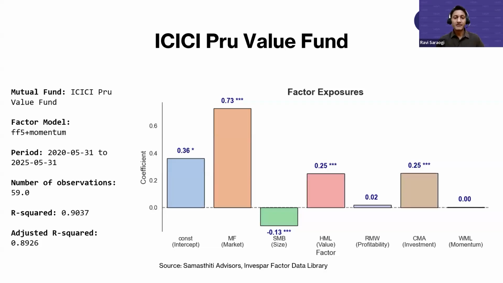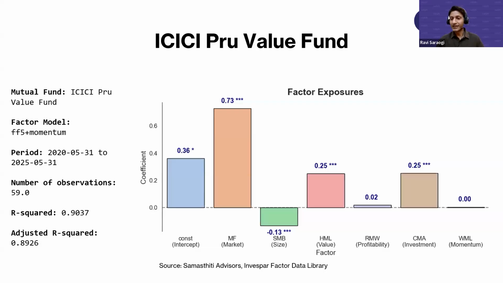The fund also loads positively on CMA, which is the investment factor. It suggests that it prefers companies that invest conservatively. That also aligns well with its value theme. The exposure to profitability and momentum are both close to 0, and they're not statistically significant, which means that those factors don't seem to influence the fund's return, which is quite fair, because value and momentum are inversely related, or at least not correlated. So the value factor is statistically significant, which means the momentum factor would not be.